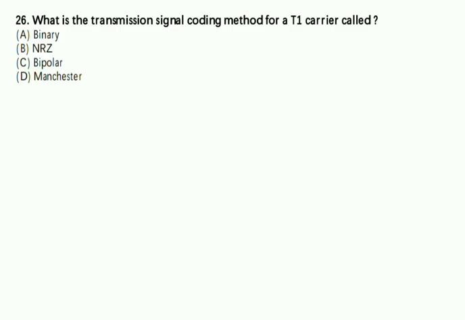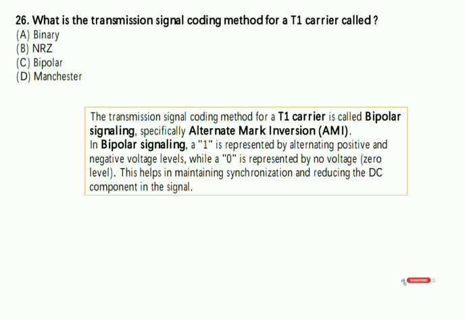What is the transmission signal coding method for a T1 carrier call? Whether it is called binary coding, NRZ coding, bipolar coding or Manchester coding. So this is called bipolar coding. In telecommunication, bipolar encoding is a type of return to zero line code where two non-zero values are used, so that the three values are plus, minus and 0. So option C is the correct one.